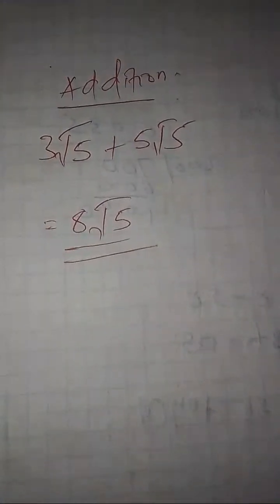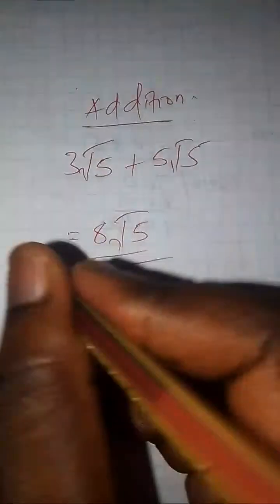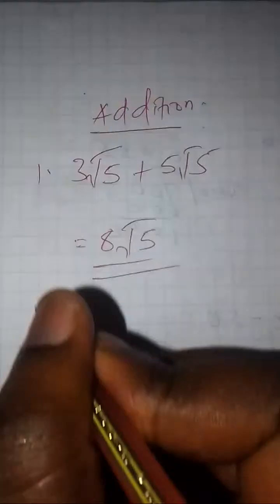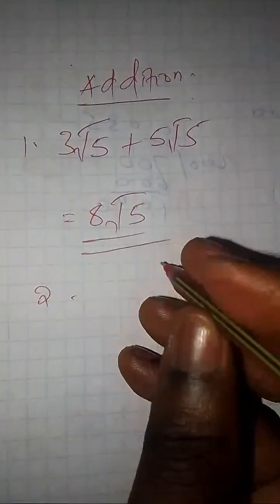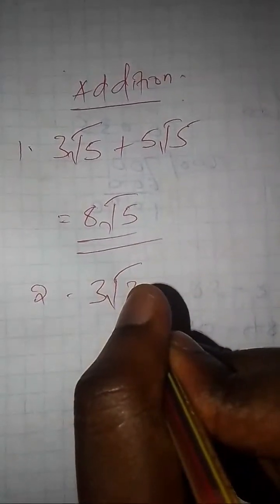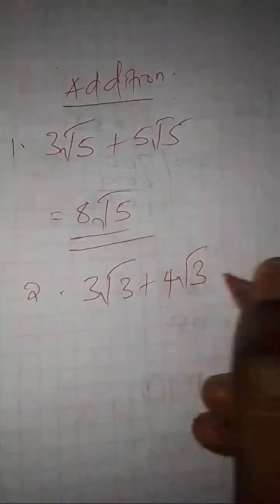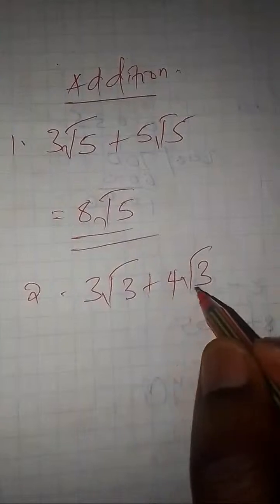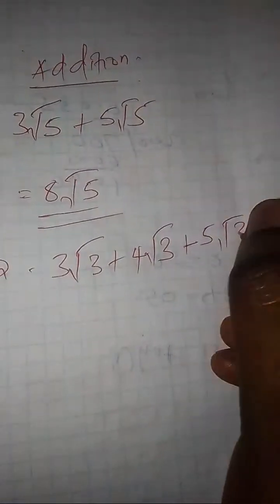And another one, let's talk about this other one also. This one is, let's name it 1. This one is 2. So our second example, we can talk about 3 root 3 add to 4 root 3, add again to 5 root 3.